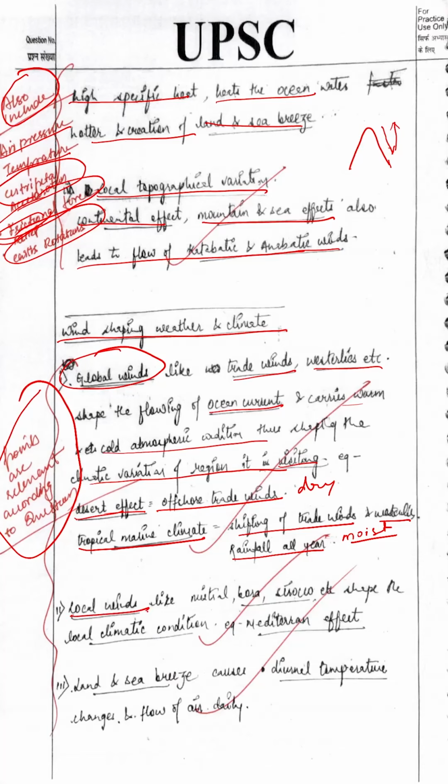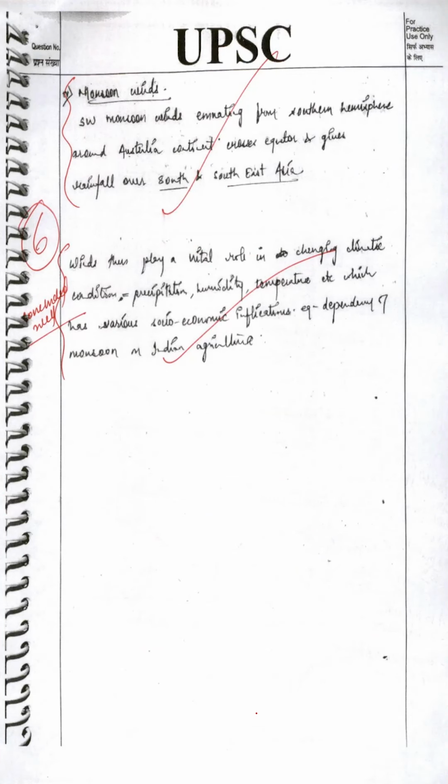So next is the local winds, like the Mistral, Bora, Sirocco, which shape the local climatic conditions. For example, the Mediterranean effect. Okay, this is also true. Then land and sea breezes, which cause the diurnal temperature changes and flow of the daily air. This is also being provided here. Now, as we see the next part, which is the monsoon winds.